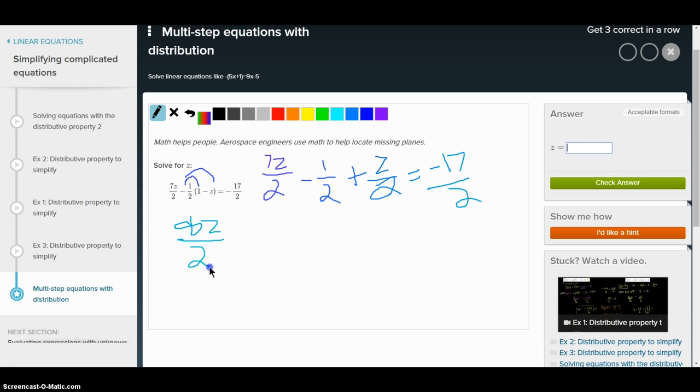over 2. And then this negative 1/2 can be put over here. So we'll add 1/2 to both sides. So we add 1/2 over here, add 1/2 over here. So negative 17. Negative 17 plus 1/2. So negative 17 plus 1/2 is, let's see, negative 17 plus 1, so that is negative 16 over 2.